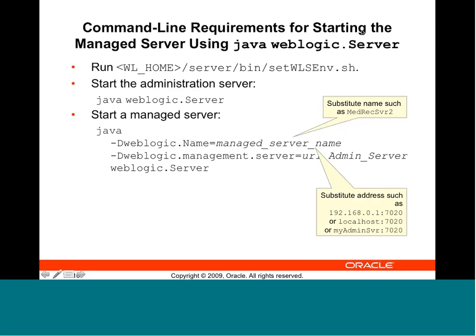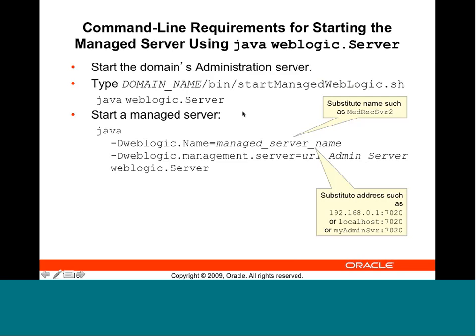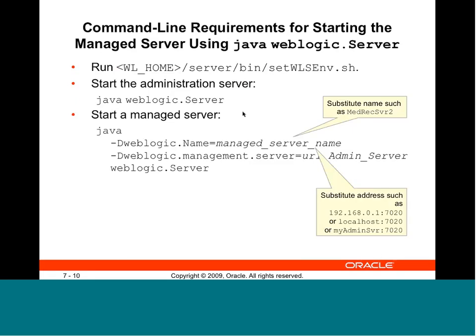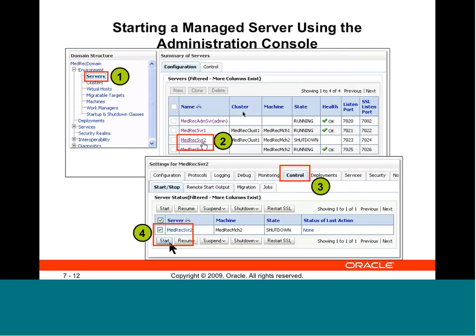You can use the command line using java weblogic.Server also. So there are different ways. First you set the environment, then write java weblogic.Server, and you pass the managed server name and then the admin server URL. This is optional here again. Only the managed server name will do. That's fine. So this is using Java. There are different ways in which you can start. This is how you'll start using the administrative console.